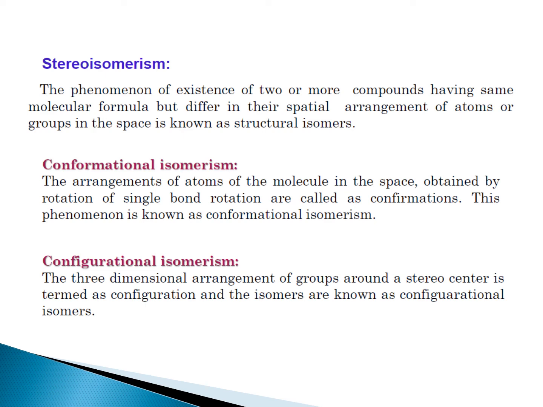Another one is configurational isomerism. The three-dimensional arrangement of groups around the stereocenter is termed configuration, and the isomers are known as configurational isomers. In configurational isomerism, if you want to change one isomer to another isomer, we have to break the bond. Only then can we change one isomer to another isomer. I will discuss the other one in the next lecture.